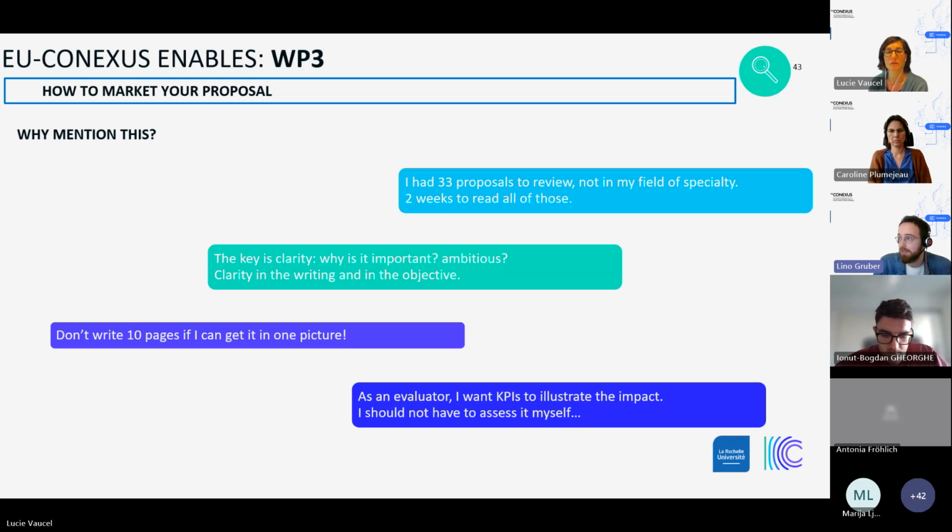So I want indicators to illustrate the impact. I should not have to assess it myself. Again, this goes back to what Caroline and Lucy said earlier. You need to have specific indicators, and it makes your proposal feel concrete, and it's not the job of the evaluators to do that. It's yours. So this is why you need to market your proposal.